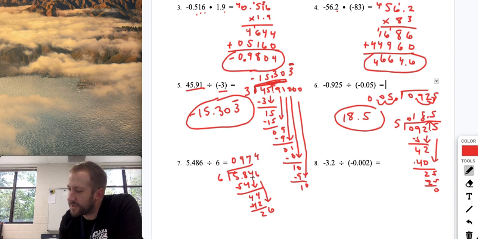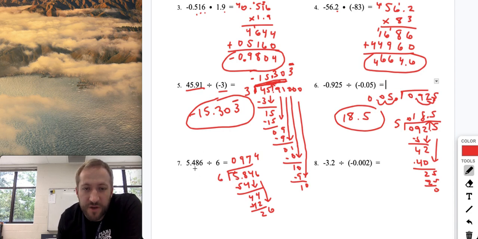One second. Make sure I didn't make a mistake on this. Oh, you know what? I guess I did make a little mistake. I wrote 5.84 and the problem says 5.48. The work is still correct. I still do the same exact steps. The answer might be a little off though. If this was 5.846, this is the problem and the answer that I would get.